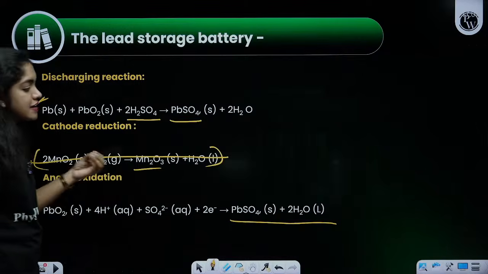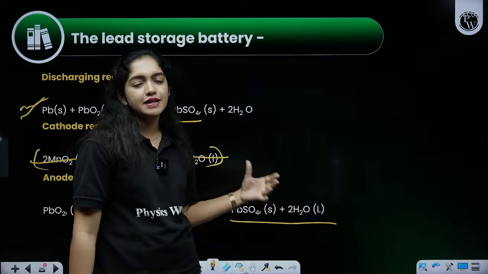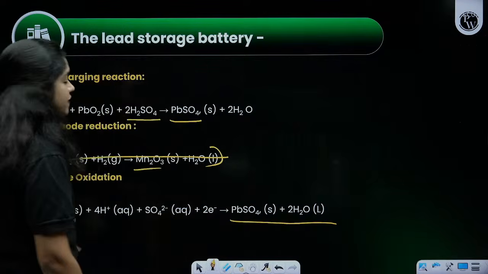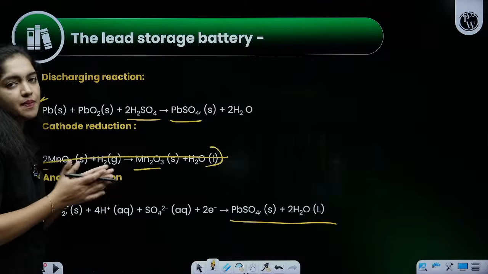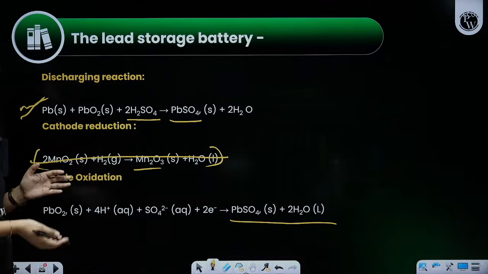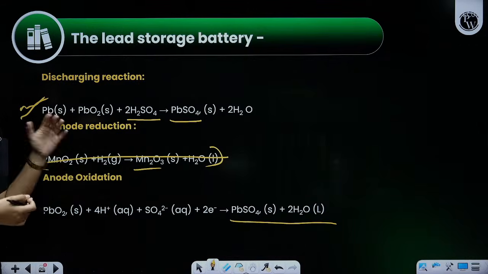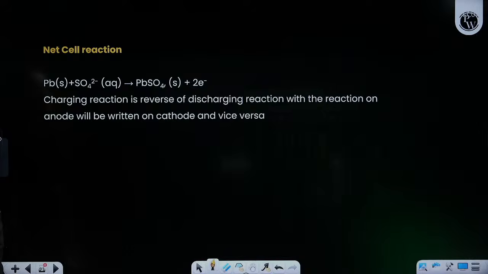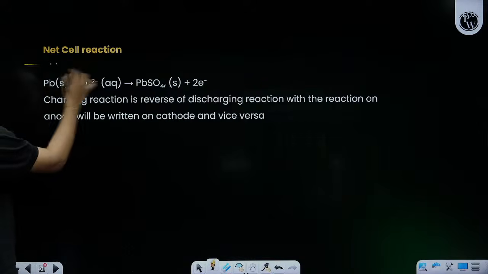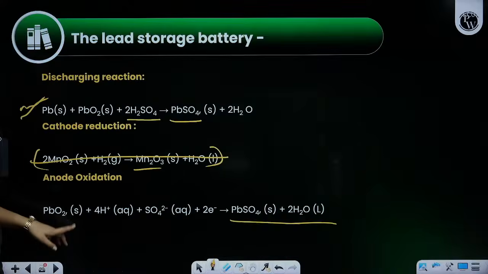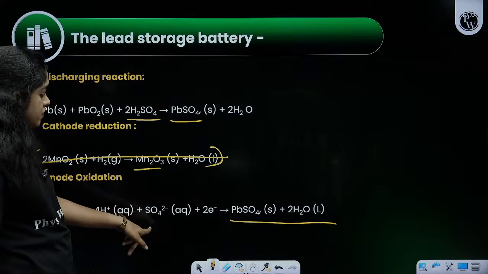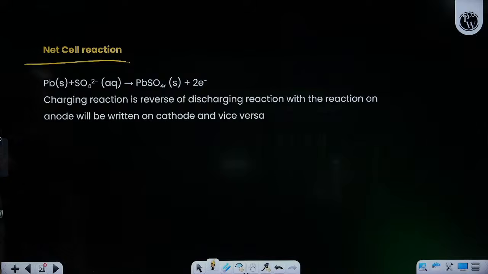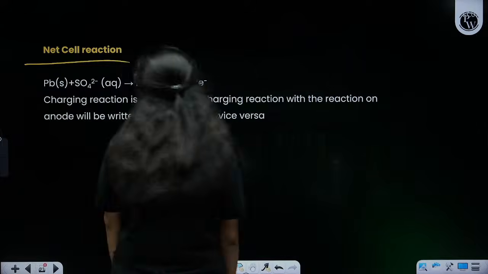So according to the charging cycle it will work. This is the battery that we are using in our vehicles, inverters, and generators. Clear? So we can store the charge in the battery using the chemicals and use it when it is required. Charge it, consume it, and we will use it. So the next one, the net reaction is given here. This is the main net reaction. Here we discussed PbO2, 4H+, SO4 2-, which gives PbSO4 plus 2H2O. So the net reaction is Pb plus SO4 2- gives PbSO4 plus 2 electrons.